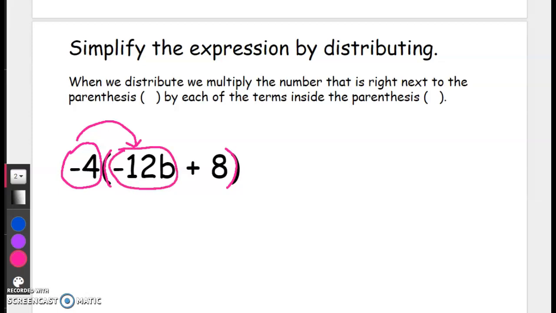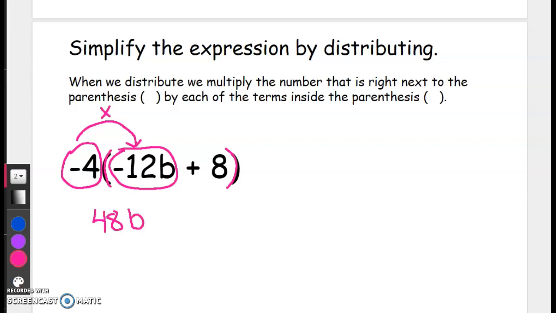Again, when we distribute, the operation we're doing is multiplication. So we're thinking -4 times -12b. -4 times -12b gives me a positive 48, and we have to make sure we put that b in there.